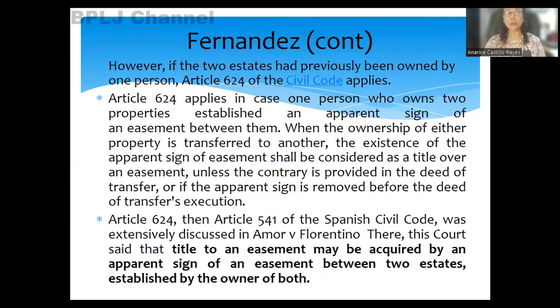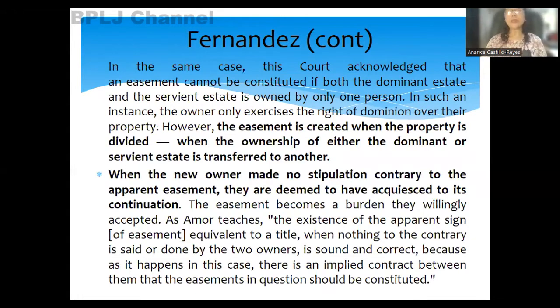This court said a title to an easement may be acquired by an apparent sign of an easement between two estates established by the owner of both. So it is an implied recognition of an apparent easement that would serve as a title or as another mode of acquiring easements. However, the easement is created when the property is divided, when the ownership of either the dominant or the servient estate is transferred to another. When the new owner made no stipulation contrary to the apparent easement, they are deemed to have acquiesced to its continuation. So the easement becomes a burden they willingly accepted.